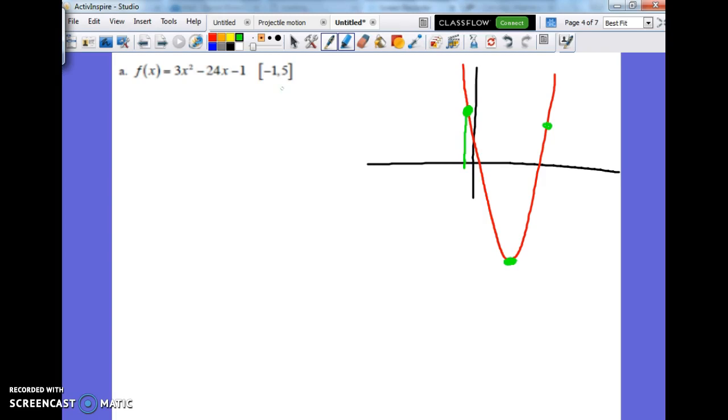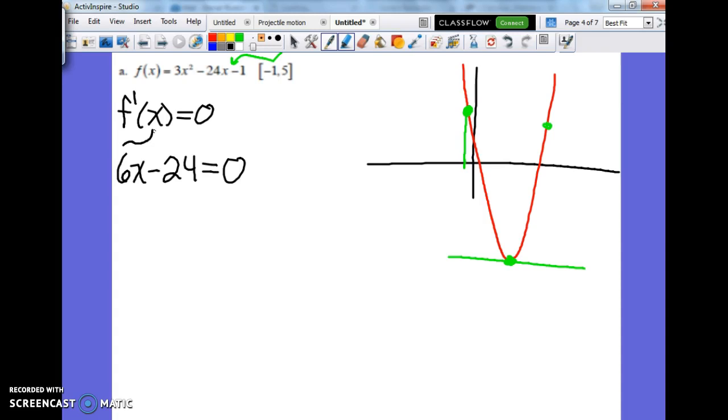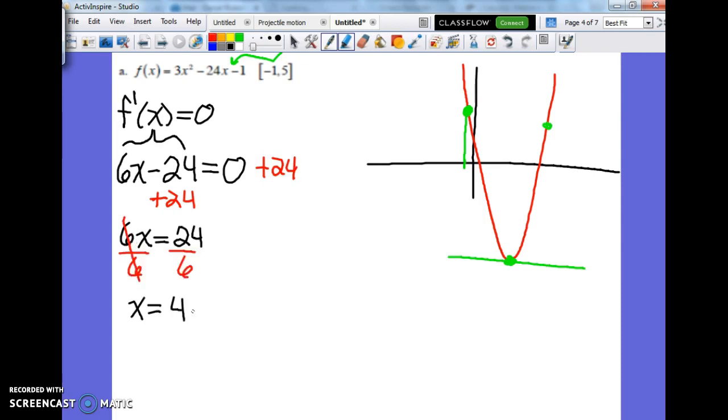To find the y value at 1, you just plug it into the equation. We need to find out what this x value is. Where is the slope 0? That's where you need to find where f prime of x equals 0. So here's f prime of x, and set it equal to 0. So just solve for x now. Just add 24 to both sides, divide by 6, and now we have the x value. That's our minimum value.